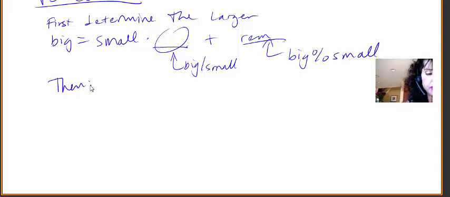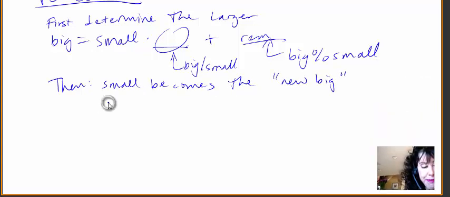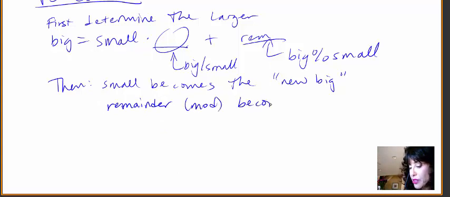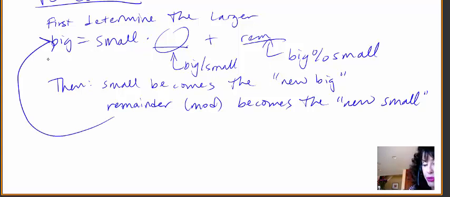So then what happens is the small becomes the new big, and remember that the remainder, or the modulo, you can call it mod if you want, the mod becomes the new small. And you're going to just repeat this process, basically. You're going to keep going and print it out so it kind of looks cool and you can tell how many steps it took. If you want, you can put a counter in there to count how many steps it took.